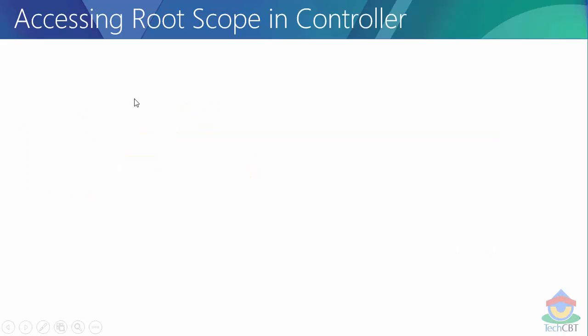Okay, so the next thing is how to access root scope as part of your controller. In my previous slide, you might have seen how to provide the values as part of the root scope inside the module definition. Once the module gets instantiated, .run gets executed, and after that we can have our own controllers. But we haven't seen how a controller can access a root scope variable or member.